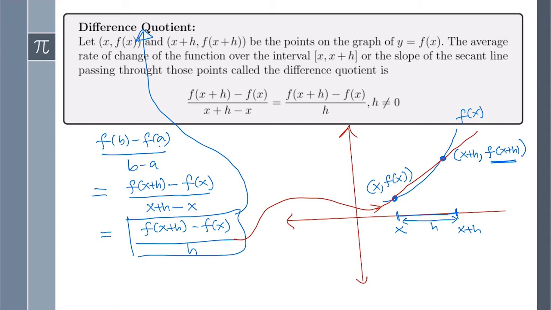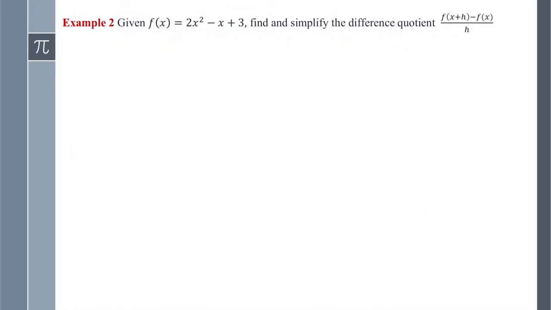So let's go ahead and find a difference quotient for a given function. Here we are given a function f of x equals 2x squared minus x plus 3, and we are asked to find and simplify the difference quotient, and here is what we are finding. If you just look over there, h is just h, we don't have to do anything. f of x is already given to us, which is this expression here. So all we need to find here is f of x plus h, and we already know how to do that. We know how to evaluate a function, so let's go ahead and do that.